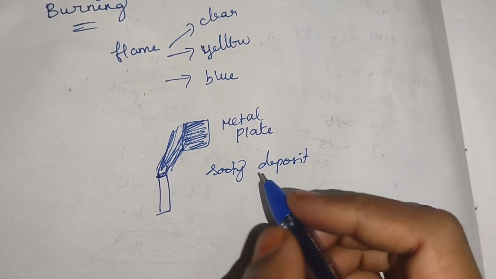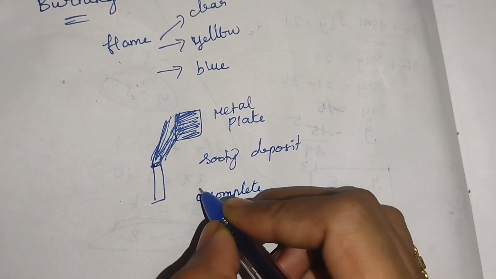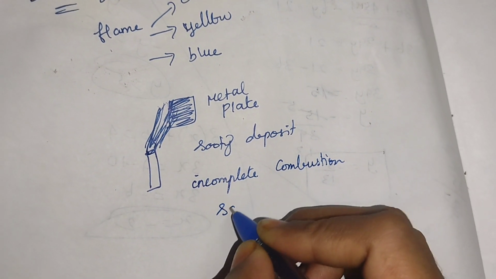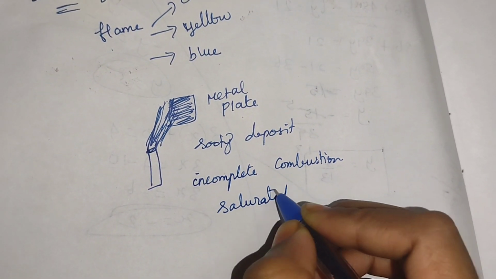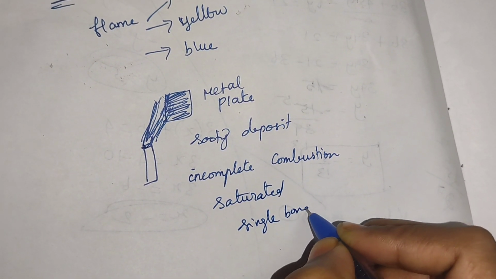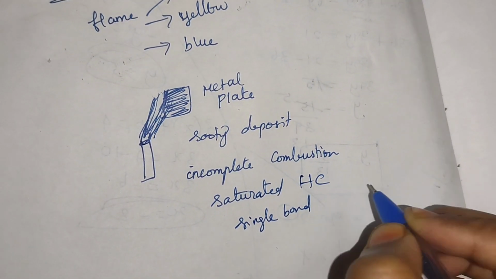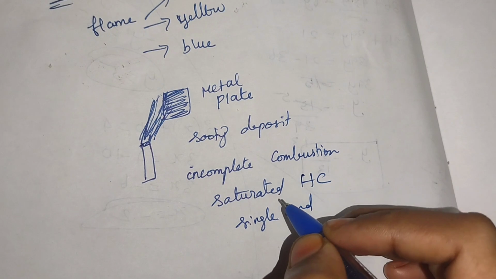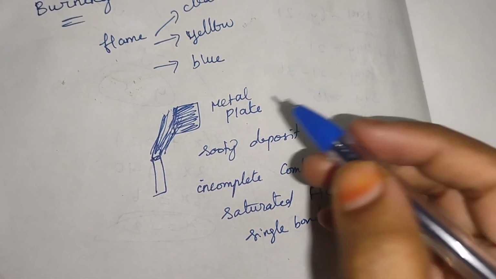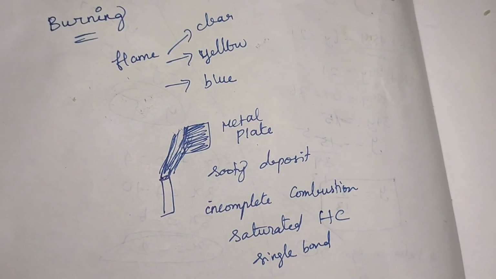Why is this happening? There is an incomplete combustion, unlike the combustion process we saw before. Incomplete combustion of saturated hydrocarbon. Saturated hydrocarbon means single bonds are present. Unsaturated means it may contain a double bond or triple bond. Incomplete combustion of saturated hydrocarbon gives this sooty deposit, which means a black deposit is formed on this metal plate.